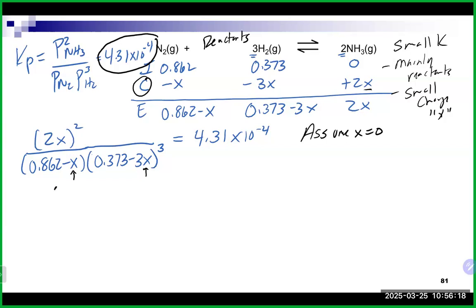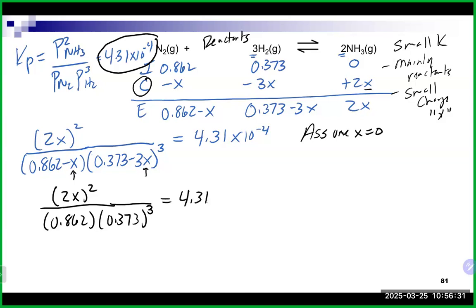This will then make this look something like this: 2x squared divided by 0.862 times 0.373. By the way, we still need to cube that guy. And that's going to equal 4.31 times 10 to the minus 4. This looks perhaps a little bit better in terms of wanting to solve this. Now we could actually solve this.